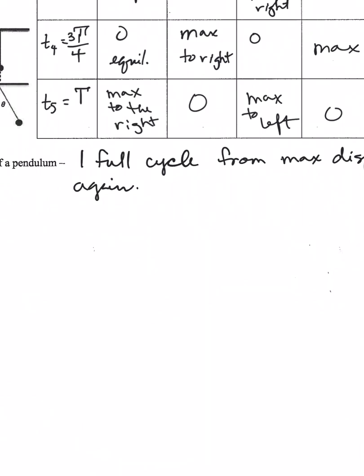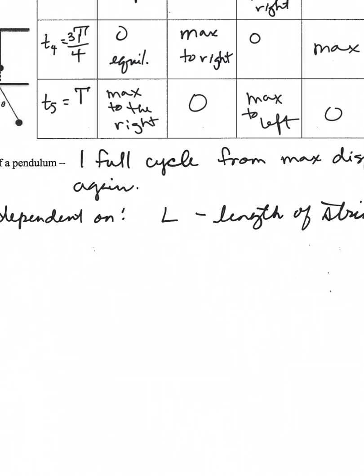Now, the period is dependent on two things. It is dependent on the length of the pendulum, L. In other words, dependent on the length of the string. You saw that in your lab, didn't you? The longer the string was, the longer the period, right? Doesn't that make sense?